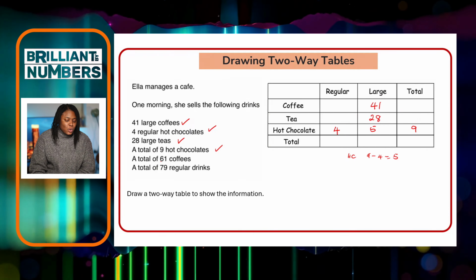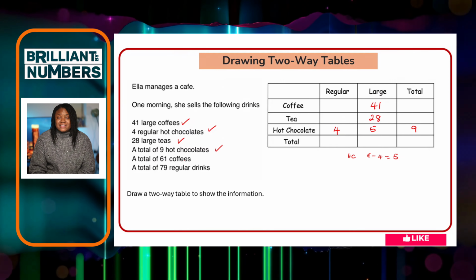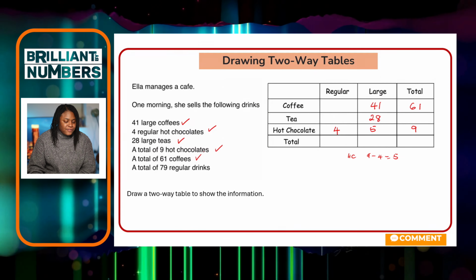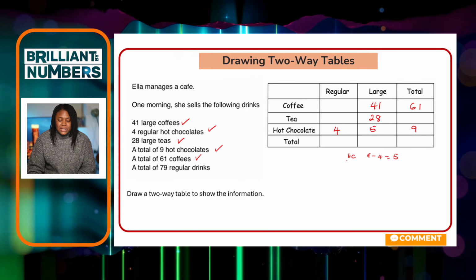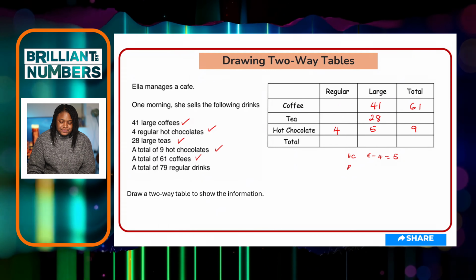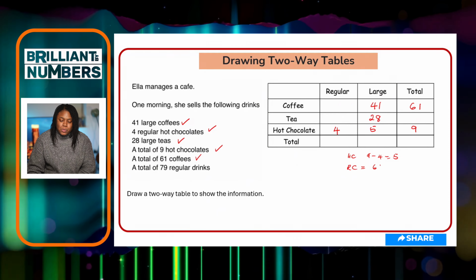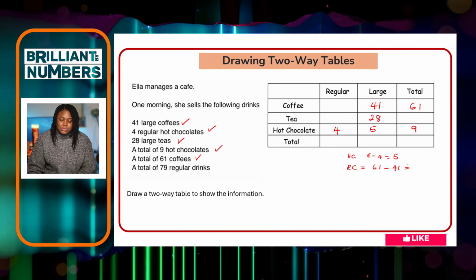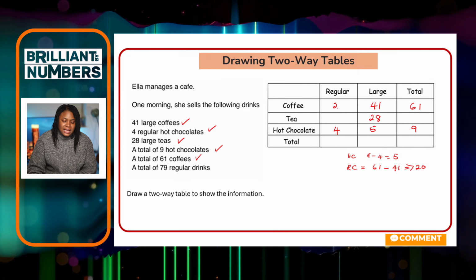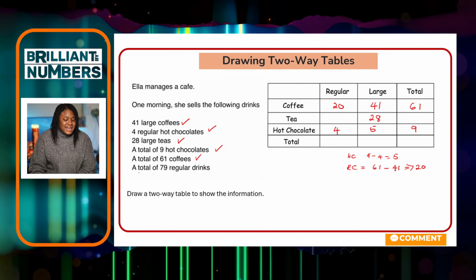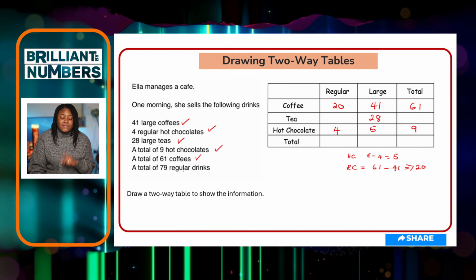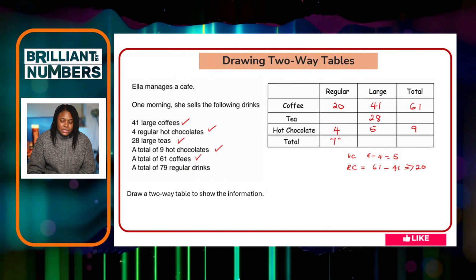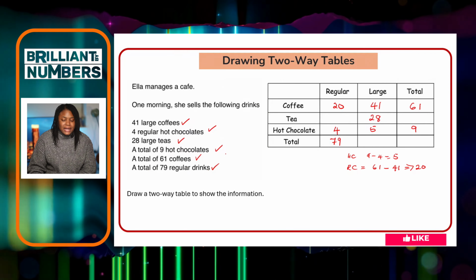Now I'm told I've got a total of 61 coffees. So I go to the total for coffee and I put 61, check that off. I can also calculate regular coffee now. So regular coffee would be 61, take away the large, which is 41, and that gets me 20. So I fill that in. Beautiful. So next thing we're told, a total of 79 regular drinks. So regular is 79 altogether. I put that on my table, check that off.